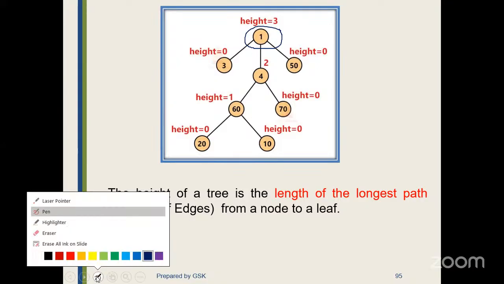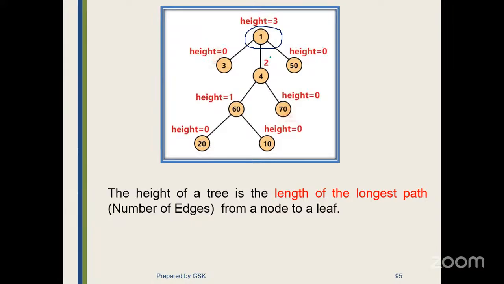See, the longest path is 1 to 4, 4 to 60, 60 to 20. This is the longest path, right? How many edges do we have? This is the leaf node. You can stop here. 3. So that's why the height of 1 is 3.